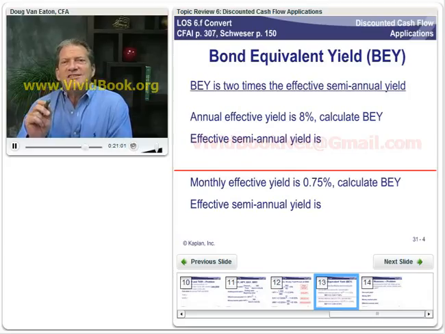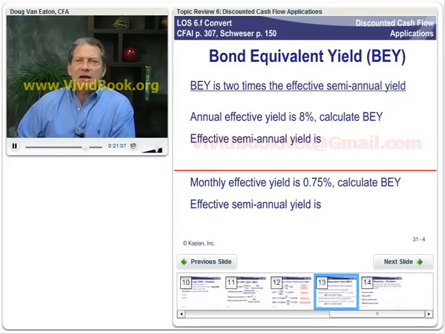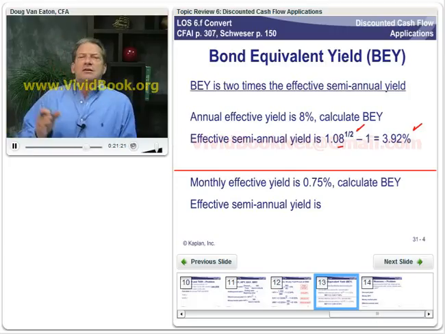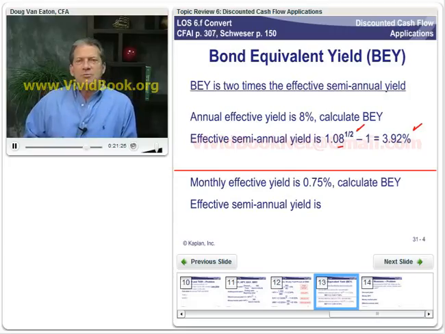What we need is the semi-annual effective yield. So we want to know what compound rate we would have to earn every 6 months to end up with an 8% effective return. If we take 1 plus that annual effective return, take the square root minus 1, we'll see that if we earn 3.92% every 6 months, compounded twice a year, that would end up being an effective annual return of 8%. So now to get the bond equivalent yield, we're just going to double that.